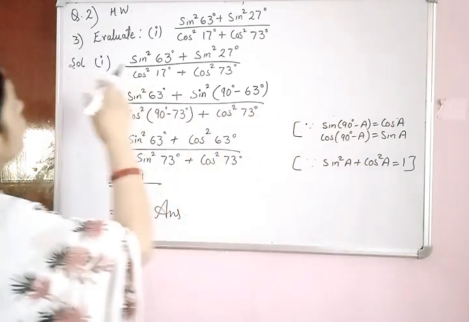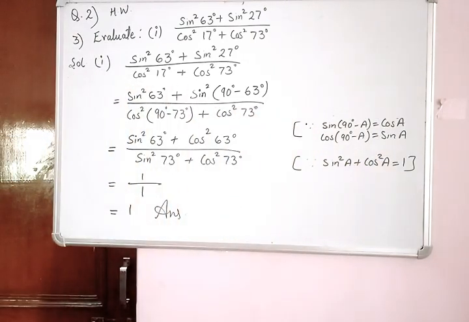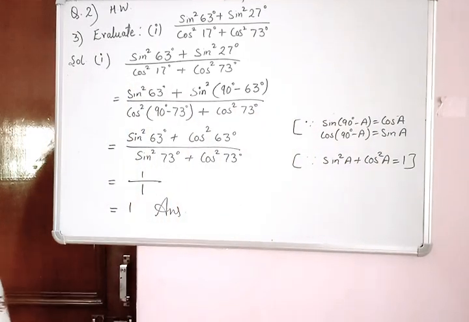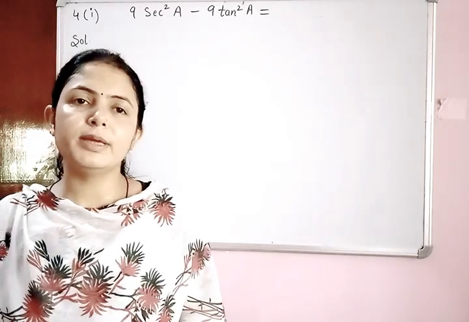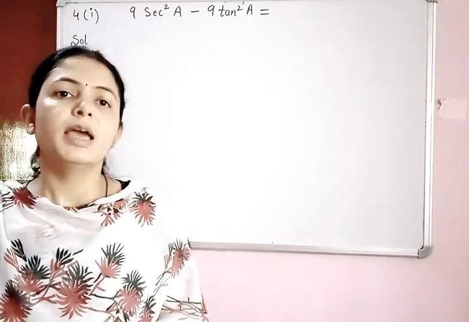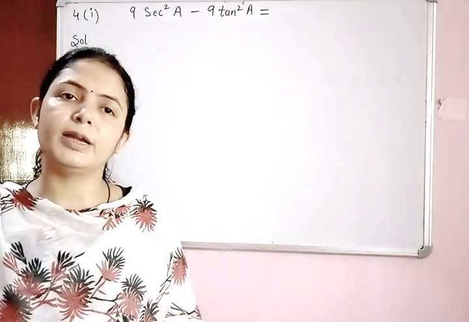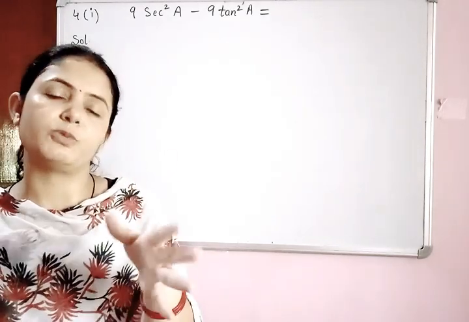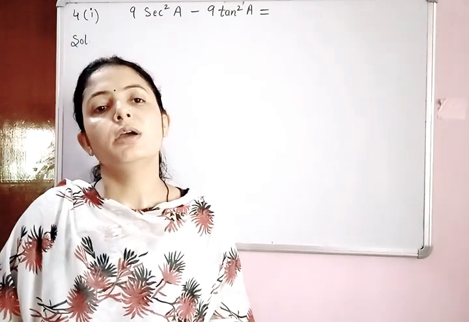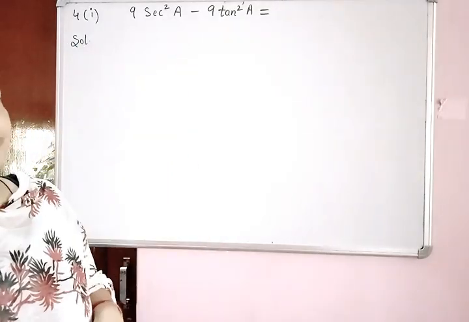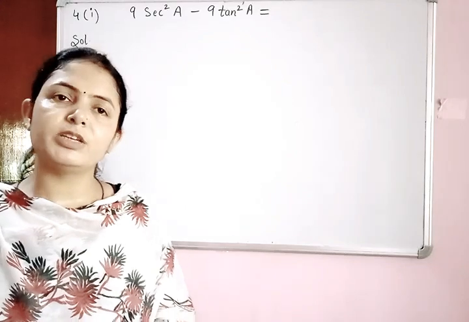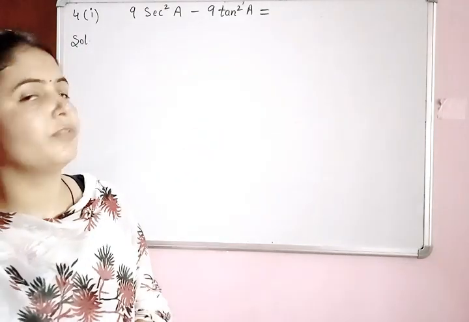Now question number 3, second part is your homework. Now question number 4 is a multiple choice question. In this question number 4 you have 4 parts, and each part has 4 multiple choice options. You have to find the correct option and justify your answer. For justification you have to show the solution of the question.